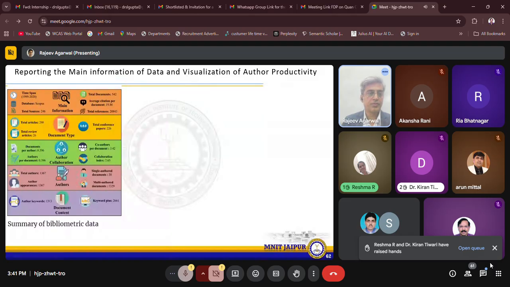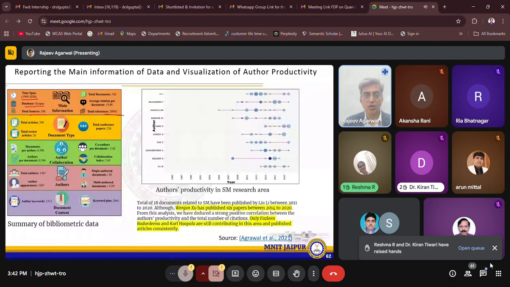Now, the time span we have taken is 20 years. Database: Scopus, total sources 246. Average citation, total references, author collaboration, authors' document content. And these are the author productivity in the sustainable manufacturing area.